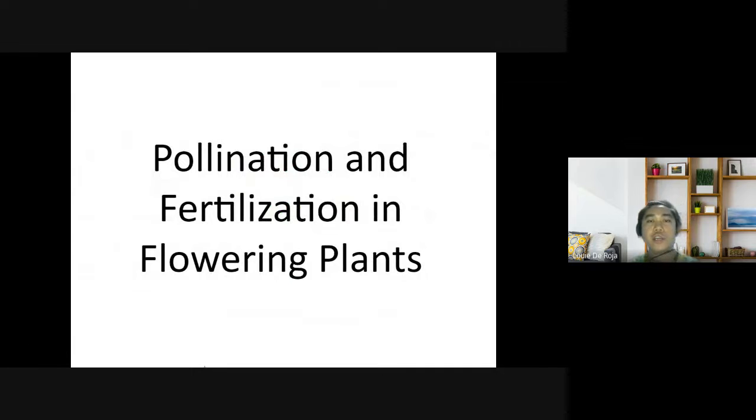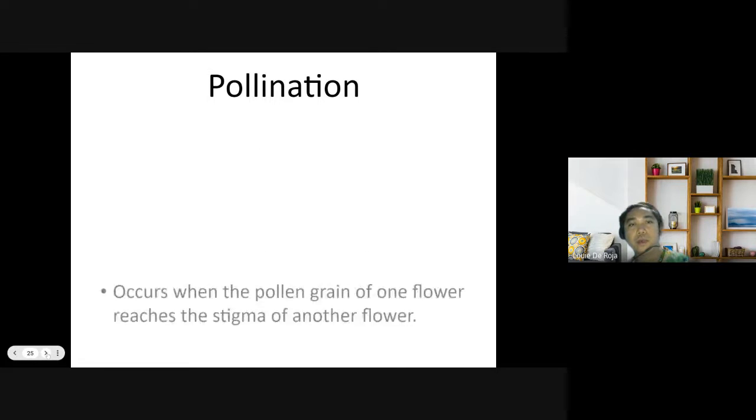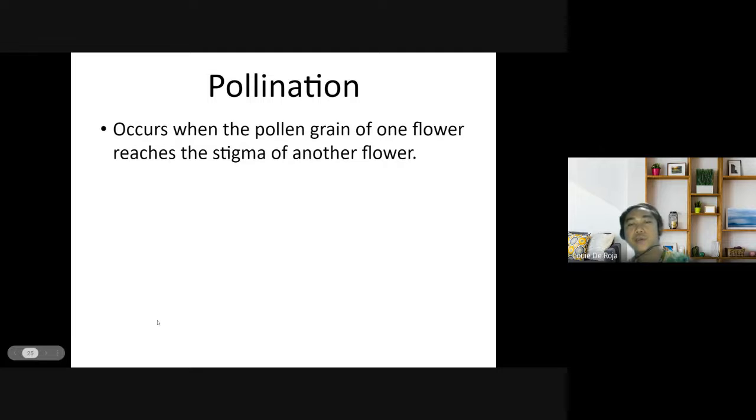So pollination and fertilization in flowering plants. So alam na po natin yung reproductive parts ng flower. So paano siya nagpo-pollinate or pollination? How does pollination occur? So first, pollination occurs when the pollen grain of one flower reaches the stigma of another flower.